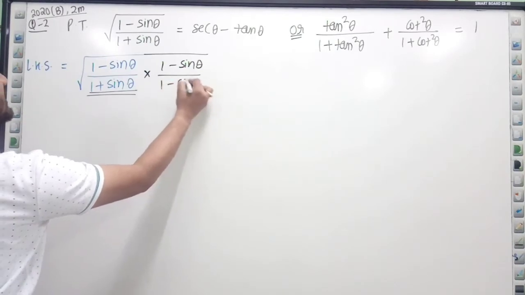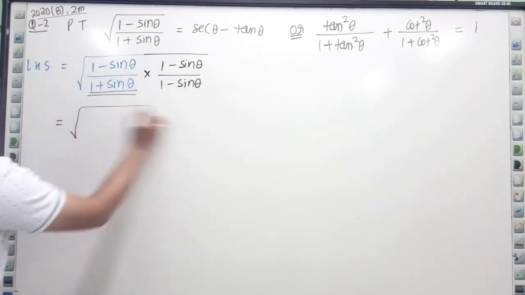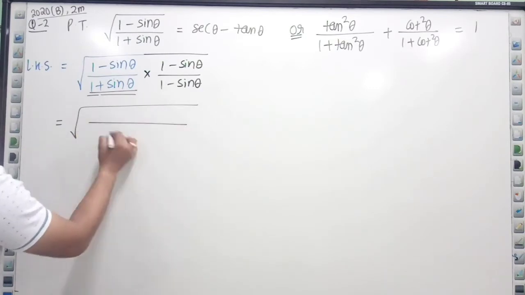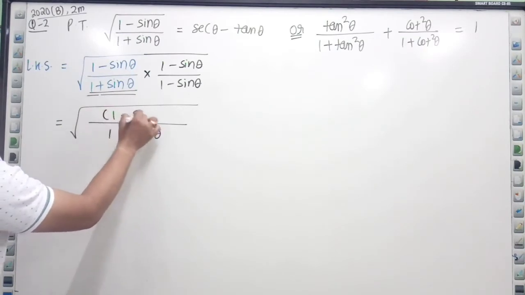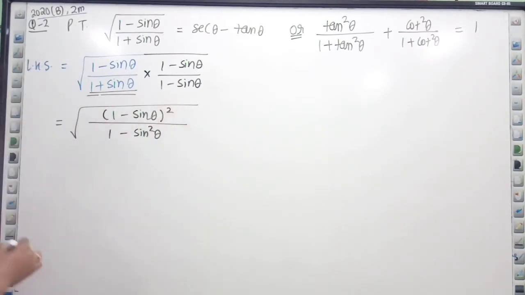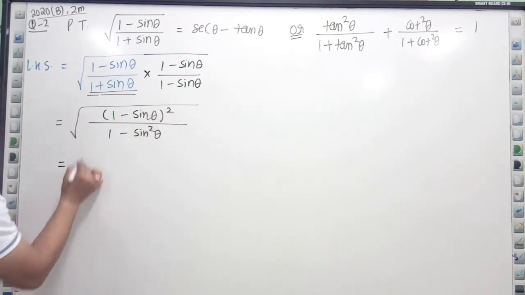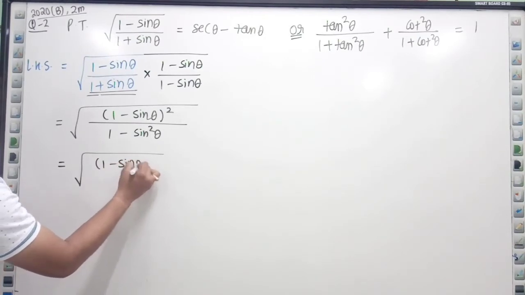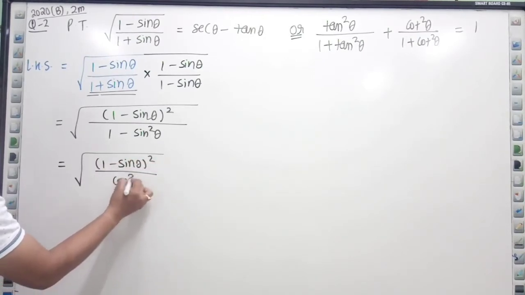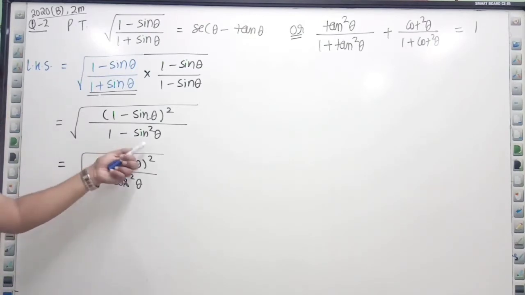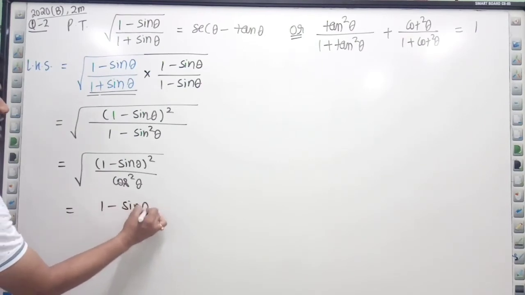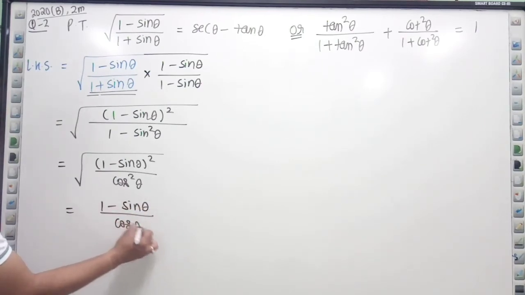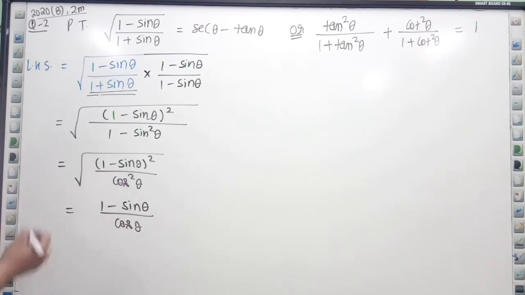Multiplying and dividing, I will have a plus b, a minus b, a square minus b square, and a minus b, a minus b, a minus b whole square. Now the numerator's root and square cancel, and I am writing the next step: (1 minus sin theta) whole square upon cos square theta. Look, the numerator is also in square form, the denominator is also in square form, so square and root will cancel. So the numerator will have 1 minus sin theta and the denominator is cos theta. Now I will separate it.